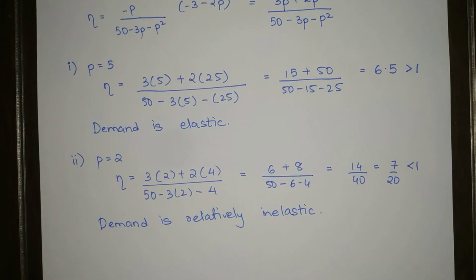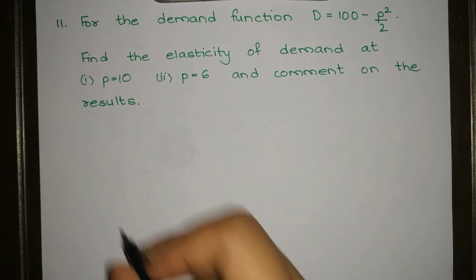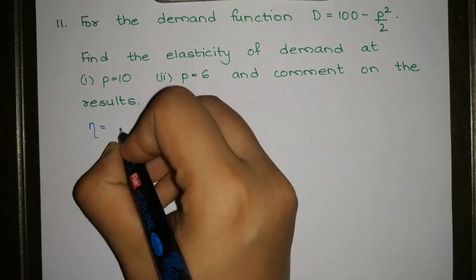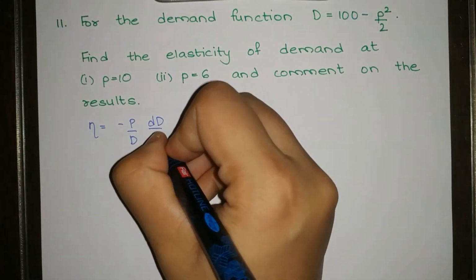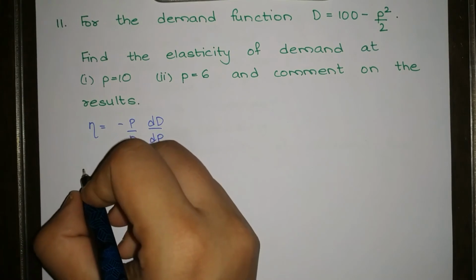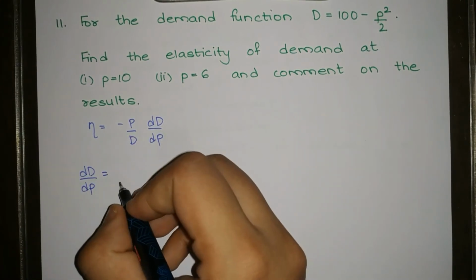Now let us do the next question. The 11th question is exactly like the 10th question. Okay, for demand function D is equal to 100 minus p square by 2, find the elasticity of demand at p is equal to 10 and p is equal to 6 and comment on the results. Okay, so first we know that eta is equal to minus p by D, derivative of D with respect to p.